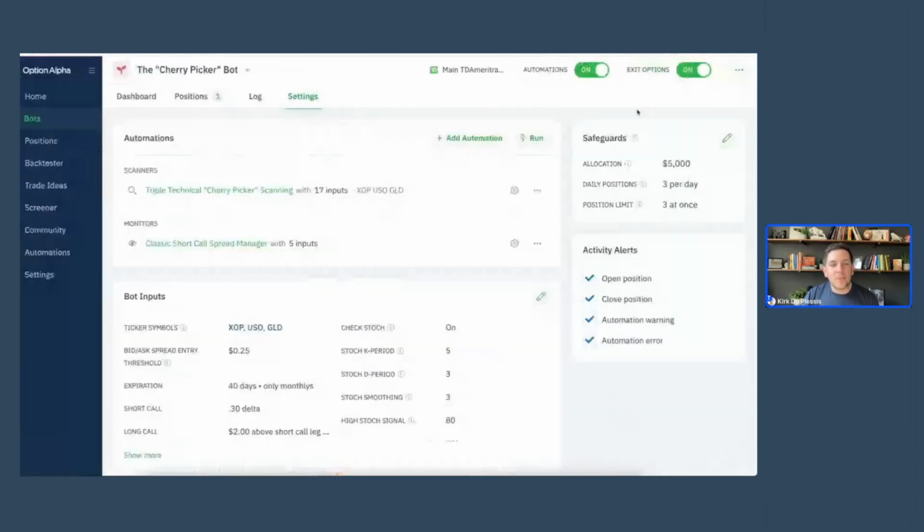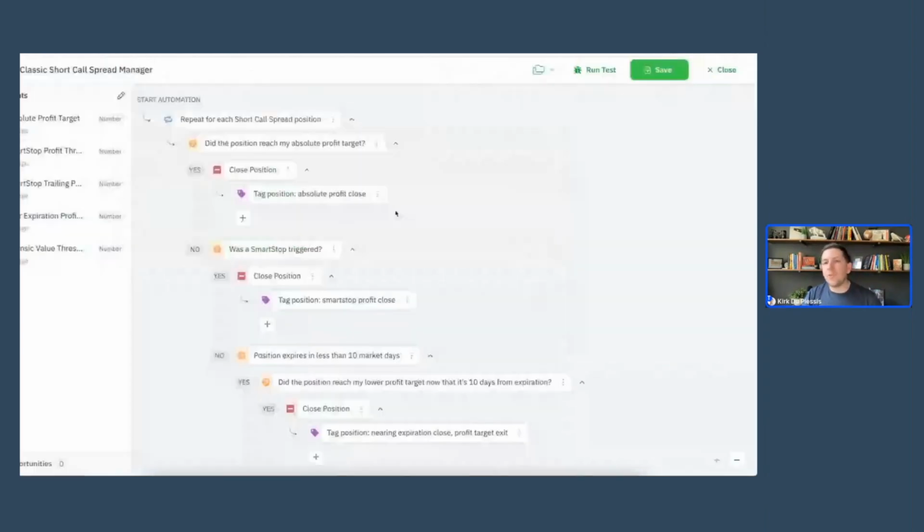You can also, if you want to, go into your monitor automations and adjust or reset exit options at any time. Now we're going to do another workshop on this. I don't think maybe it's the next one, maybe it's the one after that, but you can go in and adjust any of your exit options on the fly.